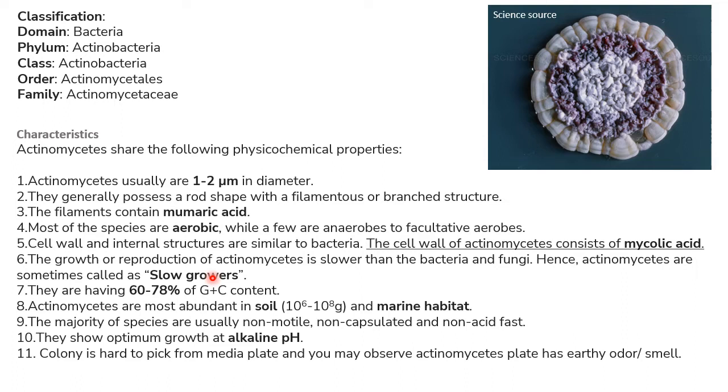Okay, so Actinomycetes have around 60 to 78% GC content, meaning they have high GC content compared to the others. Then Actinomycetes are most abundant in soil and marine habitat. The majority of species are usually non-motile, non-capsulated and non-acid fast. They show optimum growth at alkaline pH, whereas fungi need acidic pH.